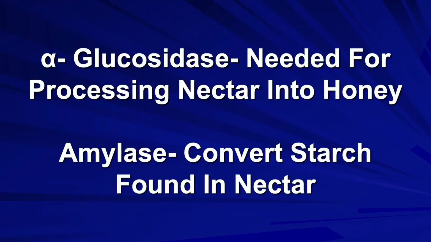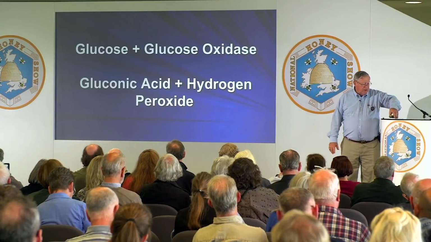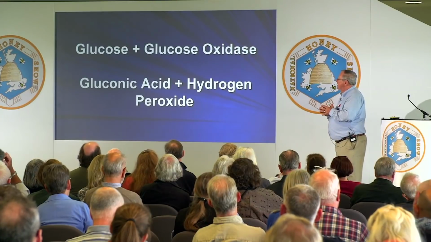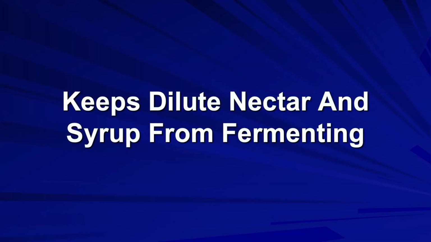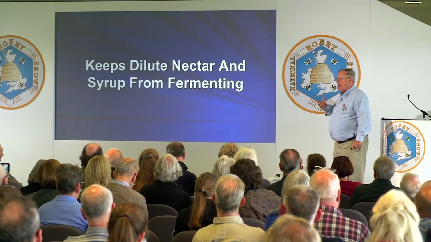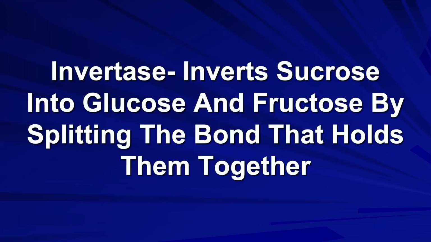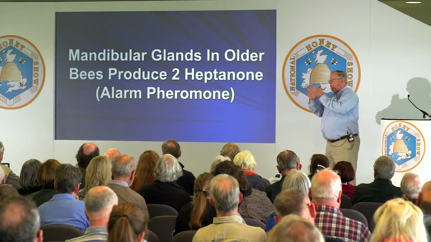Alpha-glucosidase is needed for the processing of nectar into honey. Amylase converts starches that are found in nectar as part of the ripening process. Now, the other important aspect of understanding the glandular activity of bees and what function it has: glucose plus glucose oxidase produces gluconic acid and hydrogen peroxide. It keeps dilute nectar and syrup from fermenting. So products of the glands ultimately end up producing hydrogen peroxide, which is involved in, as I say, keeping the nectar or the syrup from fermenting. As we said, invertase inverts sucrose into glucose and fructose by splitting the bond that holds them together. So we see a change from the hypopharyngeal glands of nurse bees to the hypopharyngeal glands of foragers.